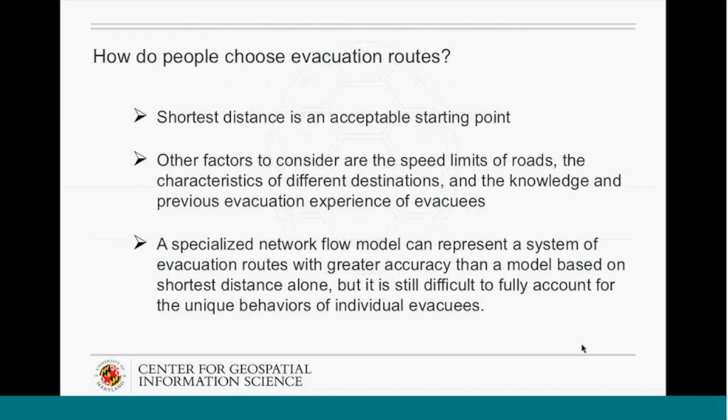So you can develop a network flow model to represent a system of evacuation routes with greater accuracy than a model based on shortest distance alone. But the bottom line is it's difficult to fully account for the unique behaviors of individual evacuees when you're doing this type of aggregate model, going back to those maps that I showed, right? It didn't have any time component either. It was just like, here is where people went and the number of people that went there, not when.